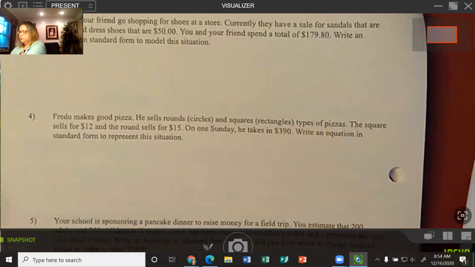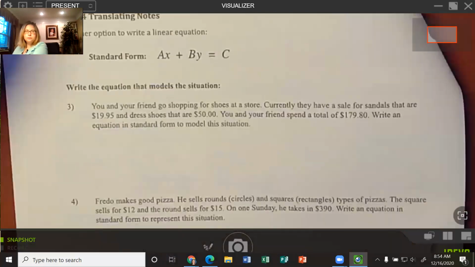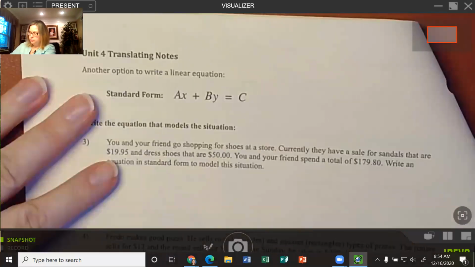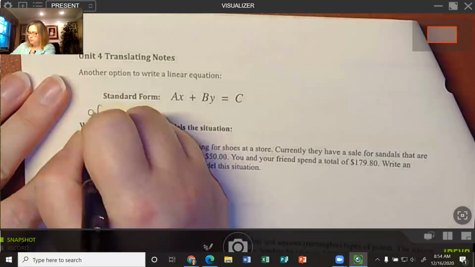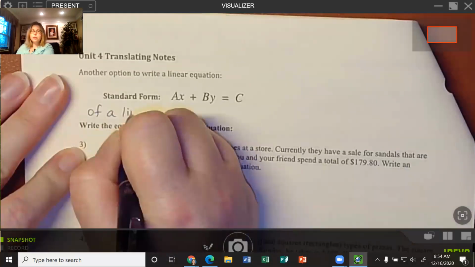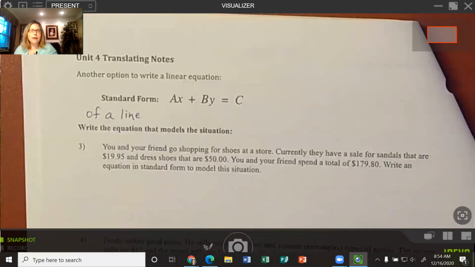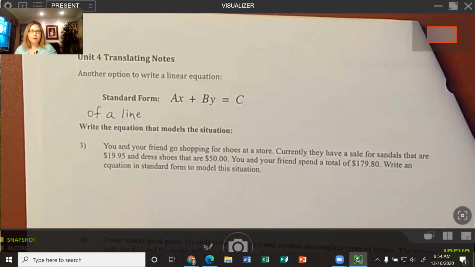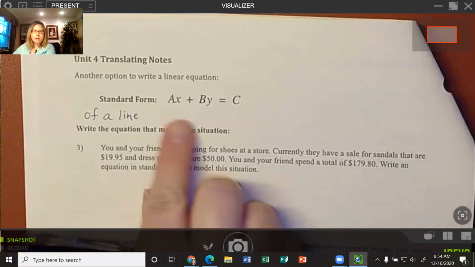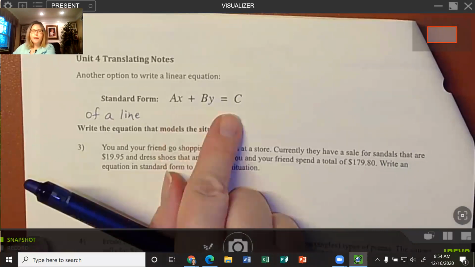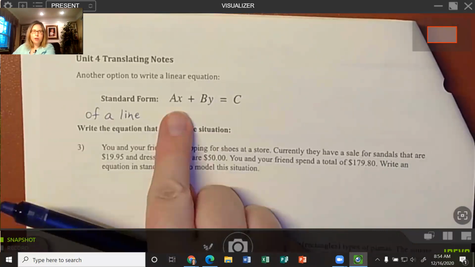Okay, the next page. So next we're going to talk about standard form of a line. We've already worked with slope-intercept form of a line and point-slope form of a line. So today we're looking at standard form of a line. Standard form of a line is ax plus by equals c. So x is the same x that we've been working with.